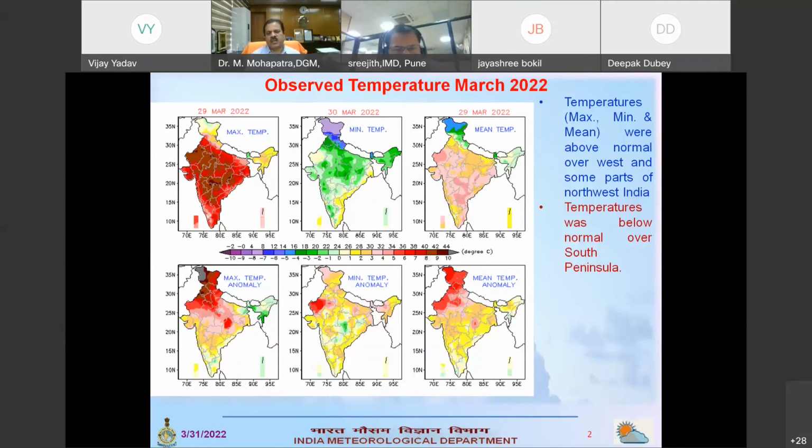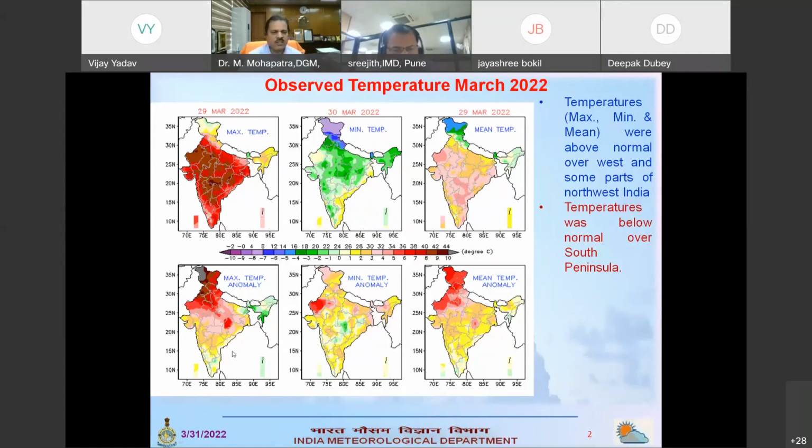To find out how it was deviating from the normal conditions, in the bottom there are three figures. One is the maximum temperature anomaly, that is the departure of the maximum temperature from normal, in the first diagram on the left hand side at the bottom. Then we have the minimum temperature anomaly, that is the departure of the minimum temperatures from normal. Then you have the departure of the mean temperature for the month of March 2022.